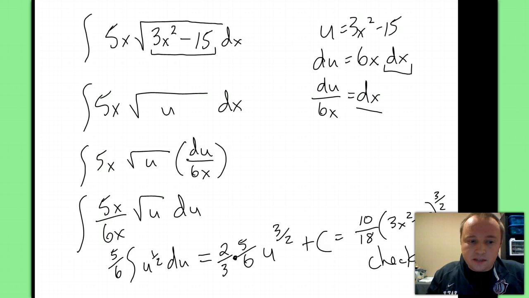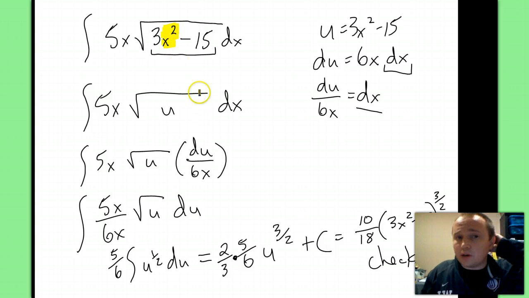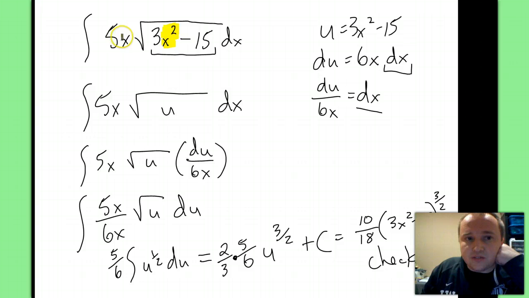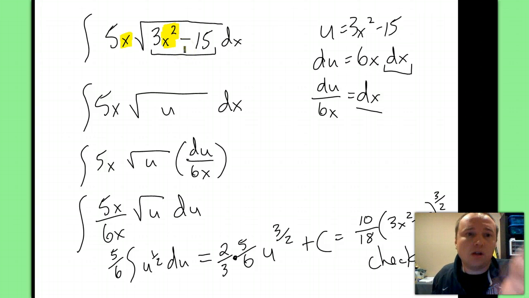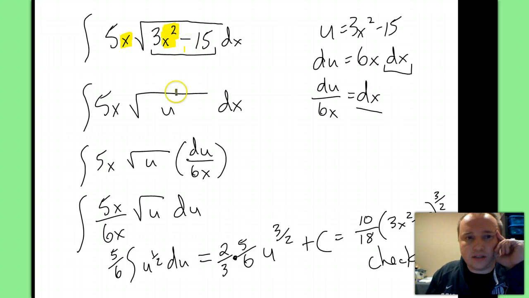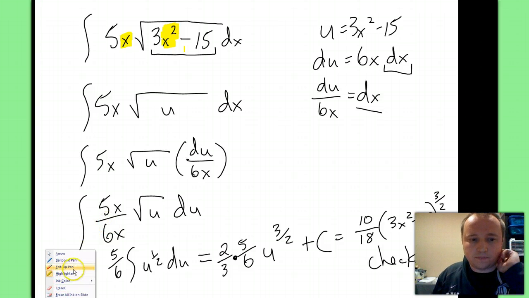Now, things to look for. How do you know you're doing a u substitution? Here's the way I know. I have that x squared there. On the outside, if you notice, the derivative of x squared is going to be x times a number. On the outside, I have an x. It's going to cancel that out. Very important. Anytime you see something like this, you're going to have to come along and do a u substitution.